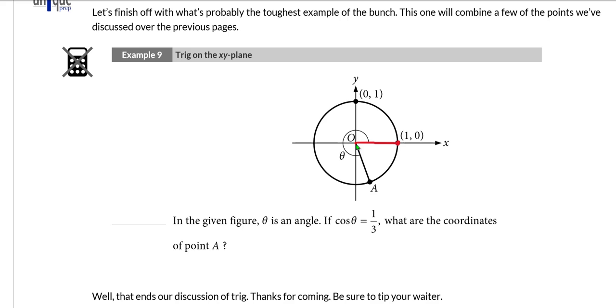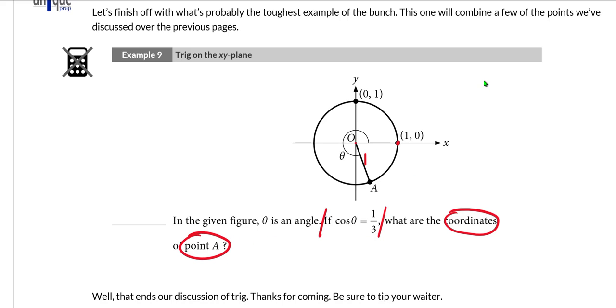They tell us that this point is 1, 0. They tell us that this point is 0, 1. So we know the radius of this circle is 1. We know this length is 1. And then what are we told? We are told that cosine of theta equals 1 over 3. We want the coordinates of point A.